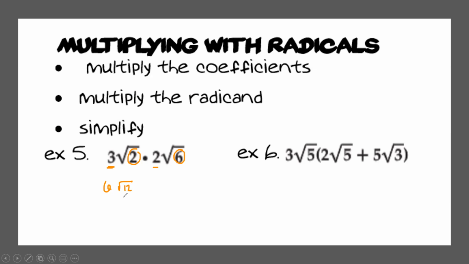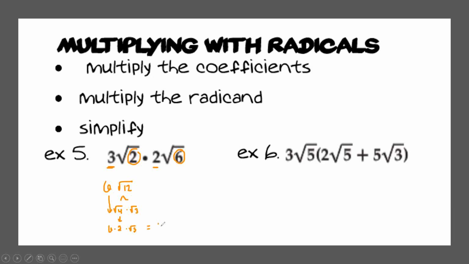We're not going to leave it as the square root of 12. We're going to simplify this by saying, hey, I know 4 is a perfect square that goes into 12. So this becomes the square root of 4 times the square root of 3, which the square root of 4 is 2 times the square root of 3. And we bring down that original 6.